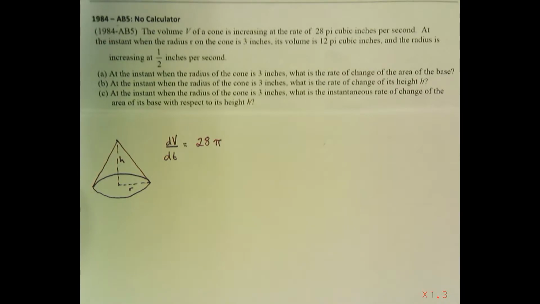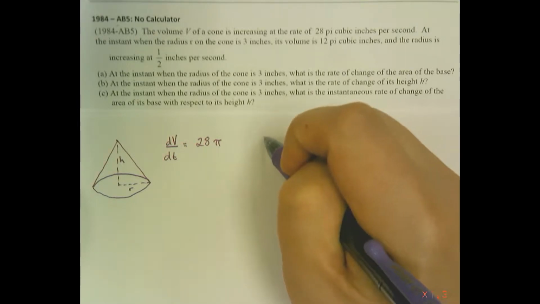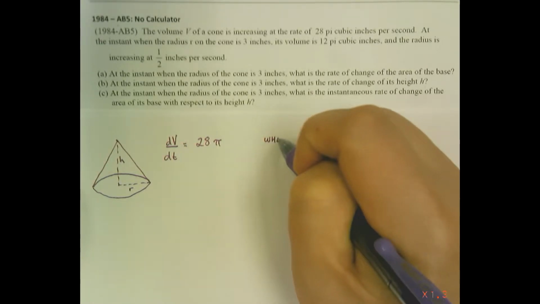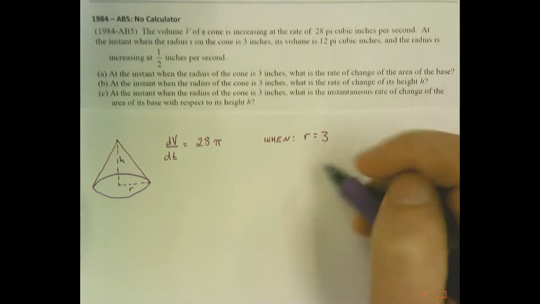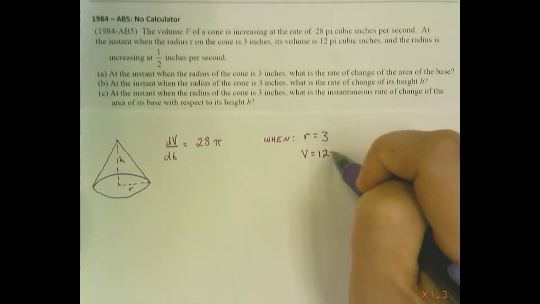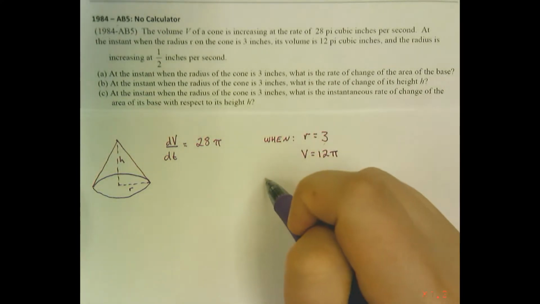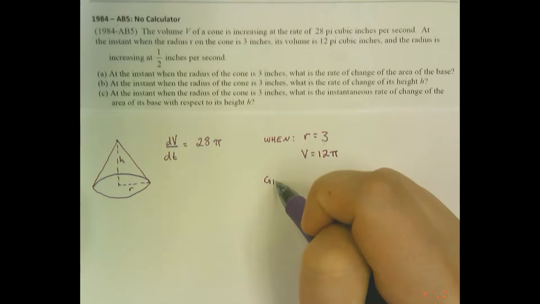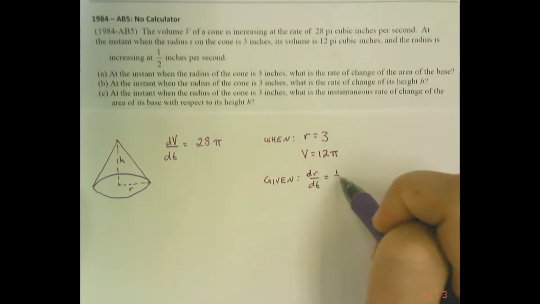At the instant when the radius of the cone is 3 inches, the volume is 12 pi cubic inches. So they're saying there's a snapshot moment, so it's kind of like our when statement. When the radius is 3, the volume is 12 pi. And the radius is increasing at a rate of ½ an inch per second. So that's our given. Given the radius is increasing at ½ an inch per second.